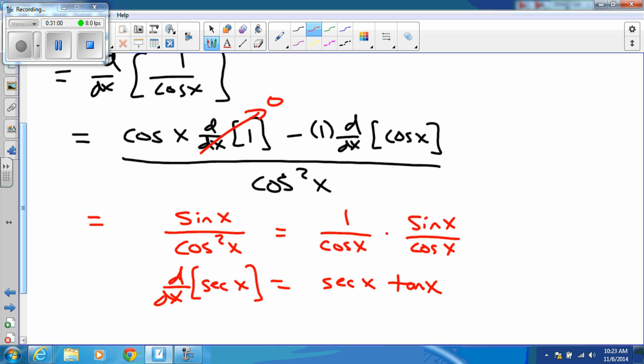So yes, it is correct. But it is almost universally written as secant. And the reason for that is just associating in mind the secants and the tangents with each other. The derivative of tangent is secant squared. The derivative of secant is secant tangent.